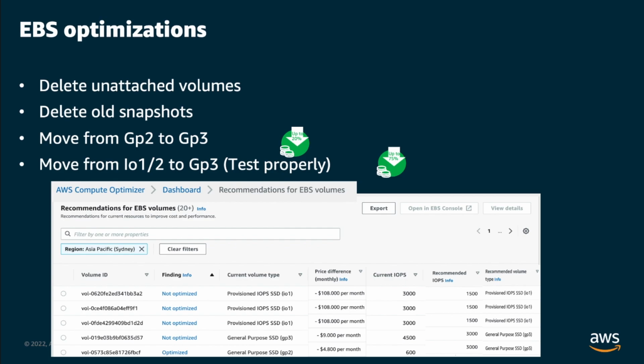And the last one is not entirely recommended, because moving IO1 to IO2 or IO2 to GP3 needs to be properly tested. Latency can vary and the durability is lower on GP3, but depending on the use case, the cost reduction here can go above 75%.